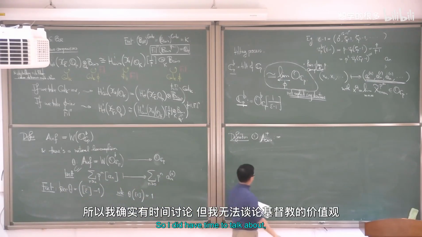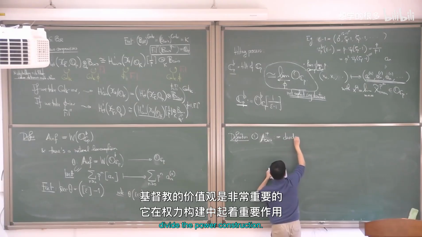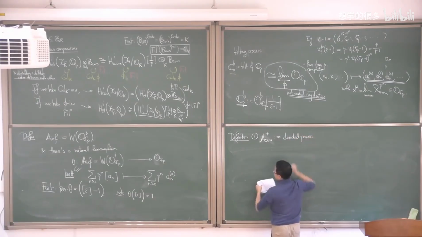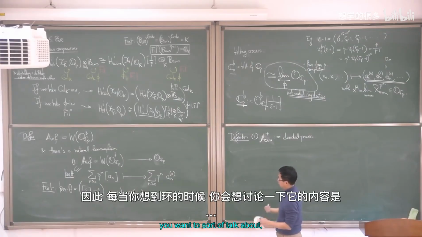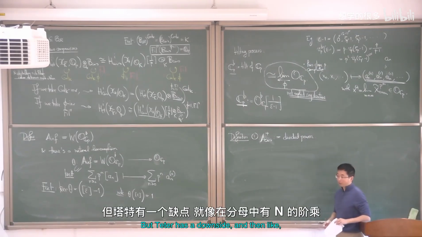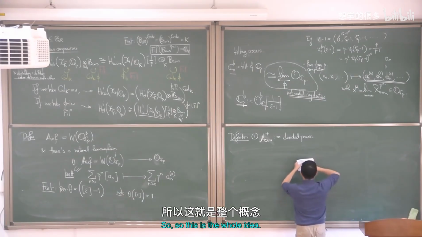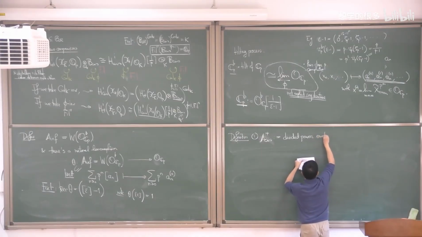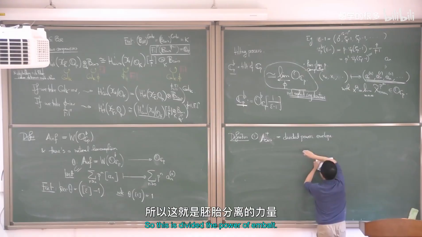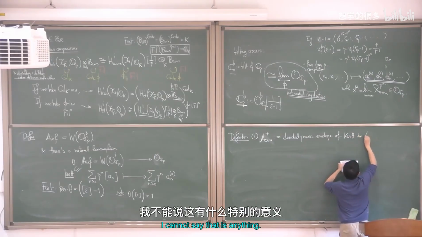I didn't have time to talk about it, and there's no way I can talk about the crystalline cohomology. The crystalline cohomology is a very important thing for divided power construction. Whenever you have an ideal of the ring, you want to talk about Taylor expansions. But Taylor expansion has a downside, namely n factorial in the denominator. So the idea is that we want n factorials in this ring, in some sense. So this is the following construction: the divided power envelope of kernel theta in A.